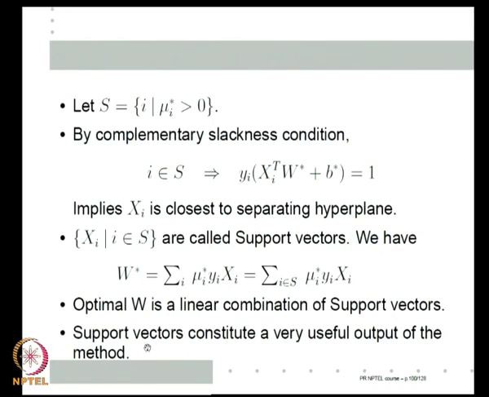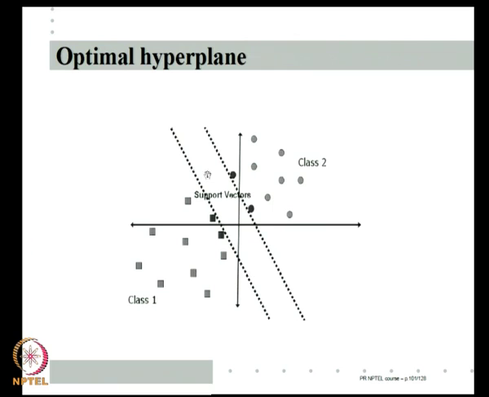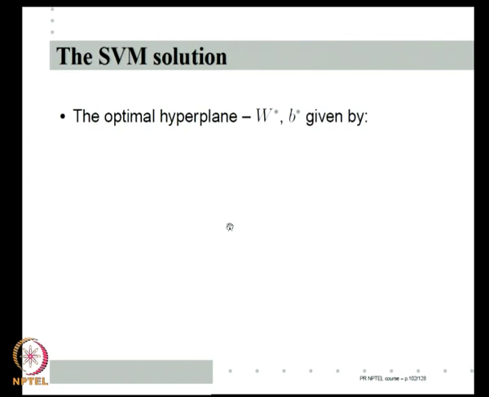Okay. Let us just take a look at it now. So, if this is my optimal hyperplane, the ones which are dark here, these two of class 2 and these two of class 1 patterns, they happen to be the support vectors. Okay. They are the ones closest to the separating hyperplane. Okay. So, let us sum it up.